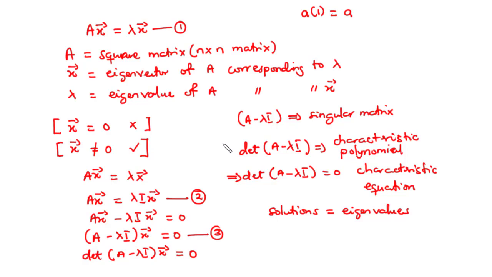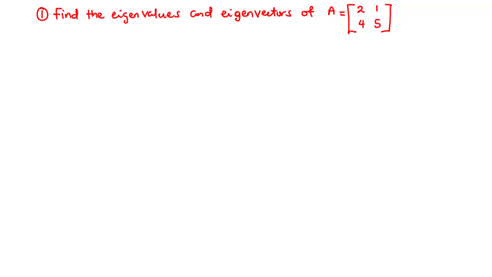So let's try that example. Find the eigenvalues and eigenvectors of A, and this matrix has entries 2, 1, 4, 5. So let's try to solve this example. First of all, we are going to find the eigenvalues. Now in the previous section, we said that the solution to the determinant of the matrix A minus lambda I equals 0 gives the eigenvalues. So this is the equation we are going to use to find the eigenvalues.